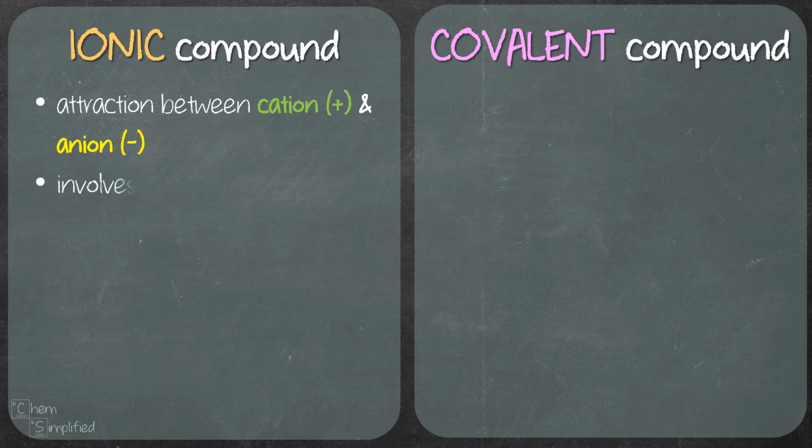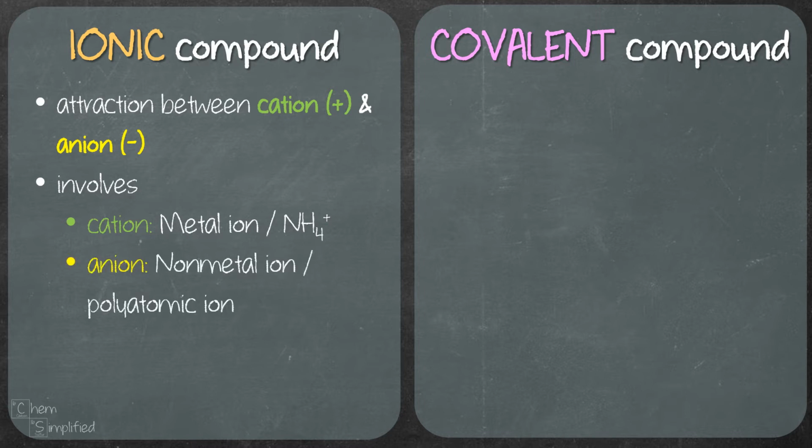The cation present in ionic compound could come from a metal ion that donates its electron to become positively charged, or a positively charged polyatomic ion like ammonium, NH4+. The anion, on the other hand, could come from a non-metal accepting electron to become a negatively charged ion, or any polyatomic ion that is negatively charged.